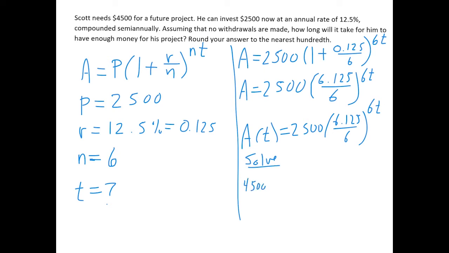4,500 equals 2,500 times 6.125 over 6 to the power of 6t. We need to solve this equation for t. Okay? Now, we have a variable in the exponent, and one of the ways that we can solve that is by graphing the original function A of t and graphing 4,500 and seeing where they intersect, and that'll tell us what t is.